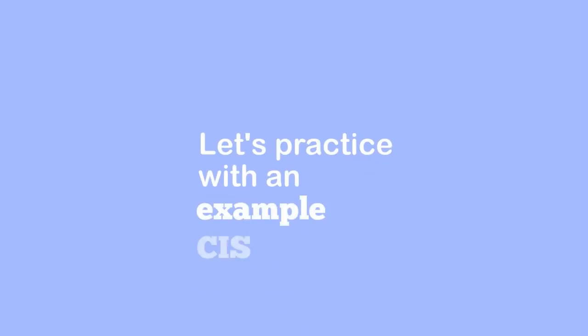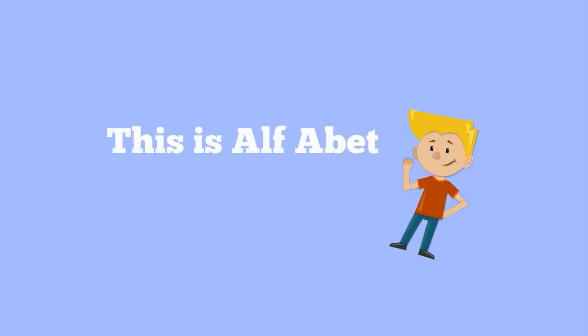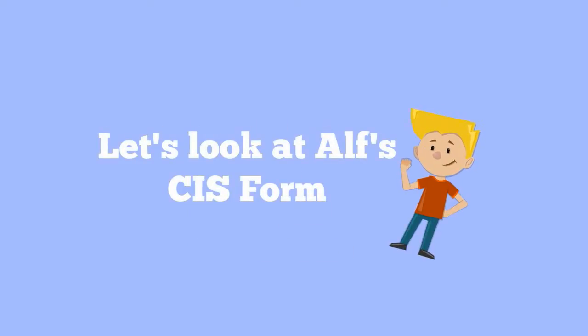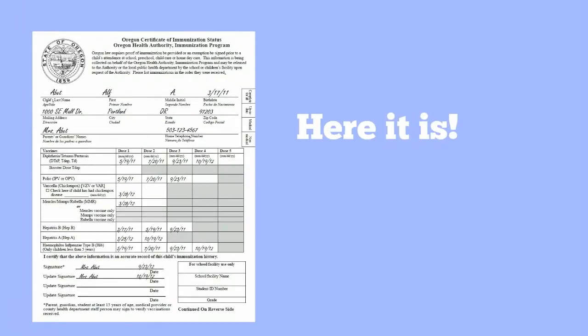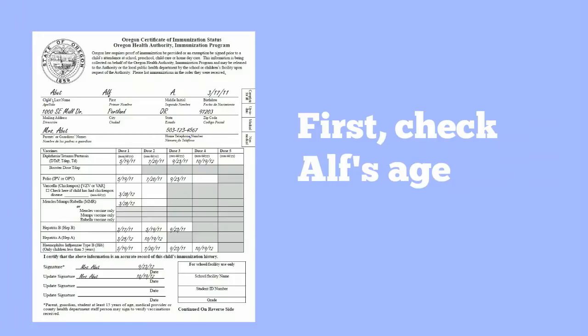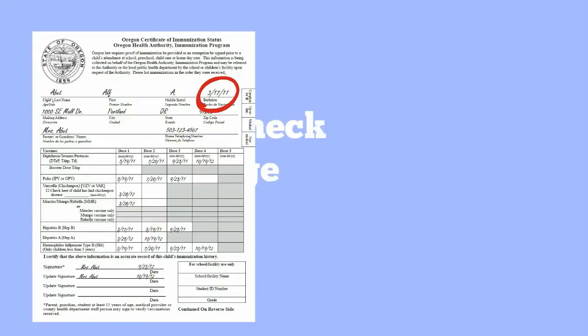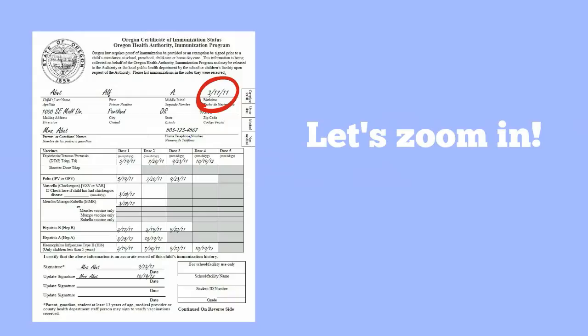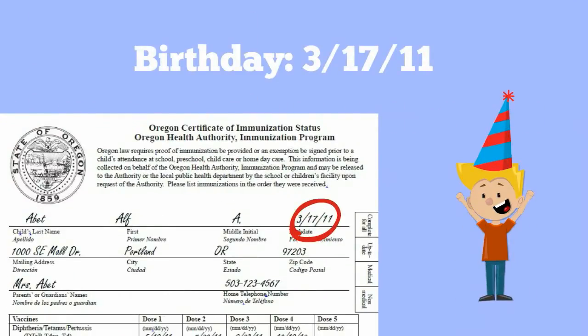Let's assess a record together. We'll start by determining Alf's age. Remember, we need to know his age as of the first reporting deadline.